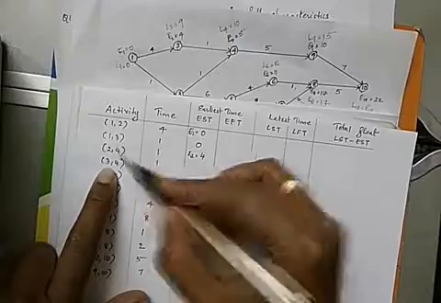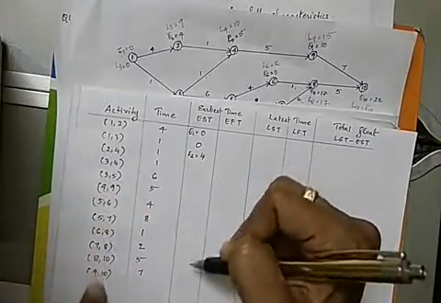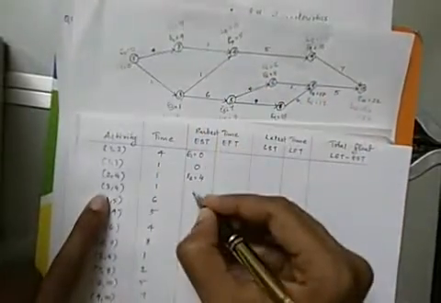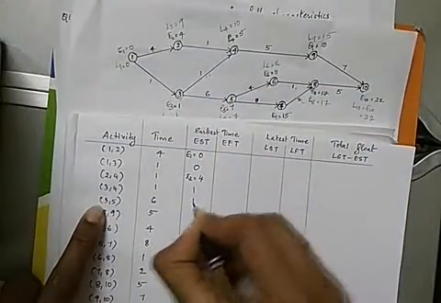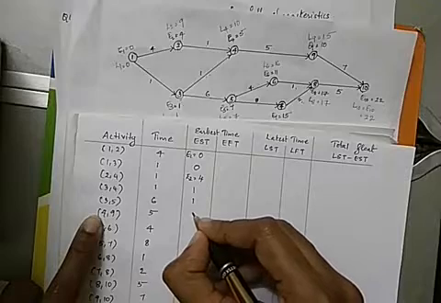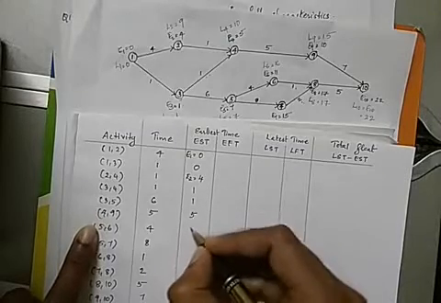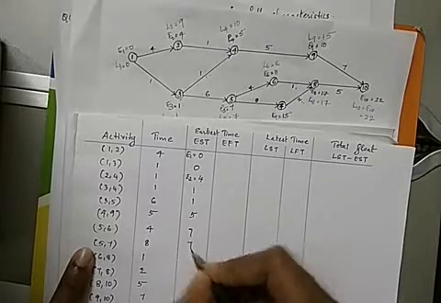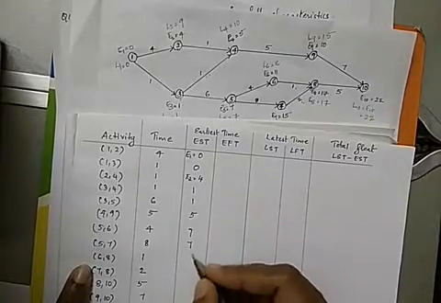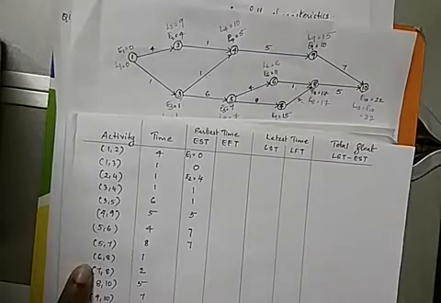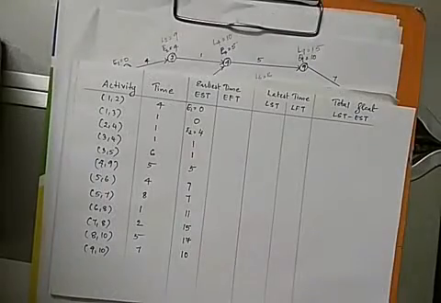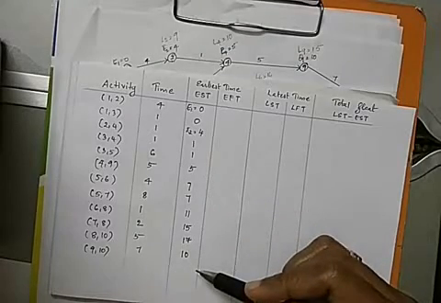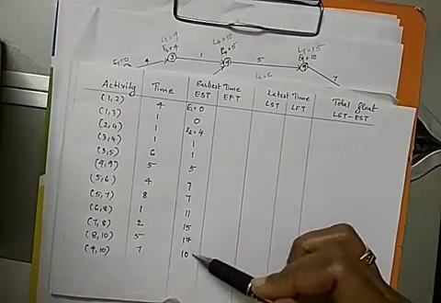In this way, you can write all the EST values for the activities. So the next value is E3. The value of E3 is 1. Here also E3. Here E4, value of E4 is 5. Here E5, that is 7. Here also 7. Then in this way you can write all the values. Now I have written all the EST values. These are the EST values for each activity.